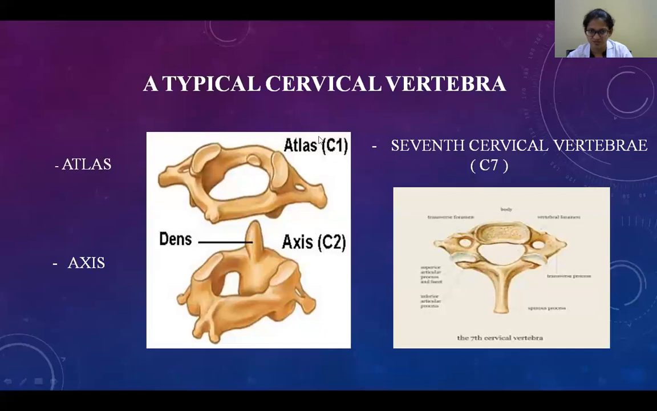This is the atlas bone, which is the C1 vertebra, the first cervical vertebra. This is the second cervical vertebra, called the axis. In the axis, by seeing the dense odontoid process, you should identify that it is an axis. This is the axis bone, the second cervical vertebral bone. And next, this is the seventh cervical vertebral bone. These three are the atypical cervical vertebrae.